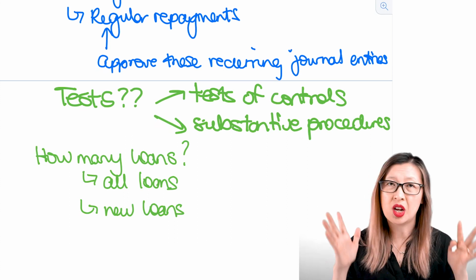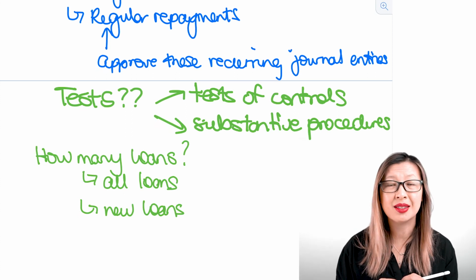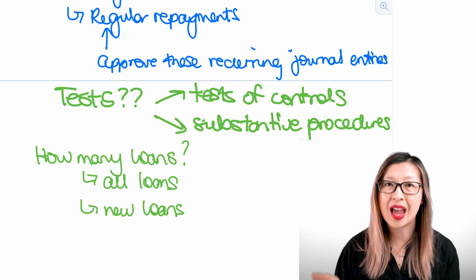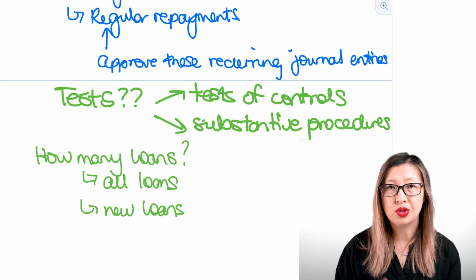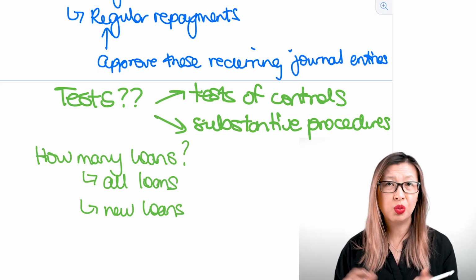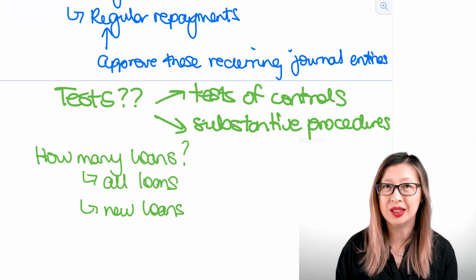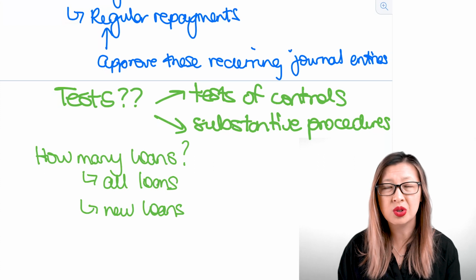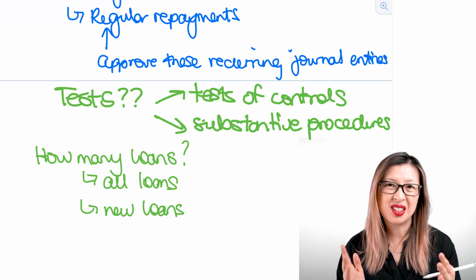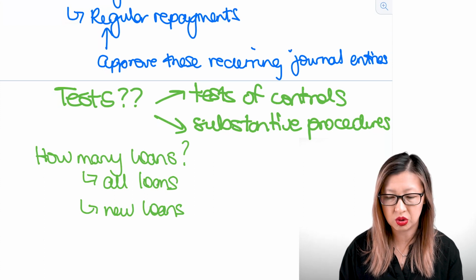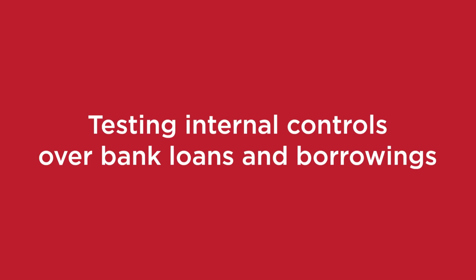In that instance where there's a high volume, it probably does make sense to test the internal controls and then select a sample of the loans to substantively test. But if you were in an entity where they only had one loan this year and they only have 3 loans altogether, then it makes sense just to gather the substantive evidence and not actually test the internal controls. So if we were testing the internal controls, what would we do?